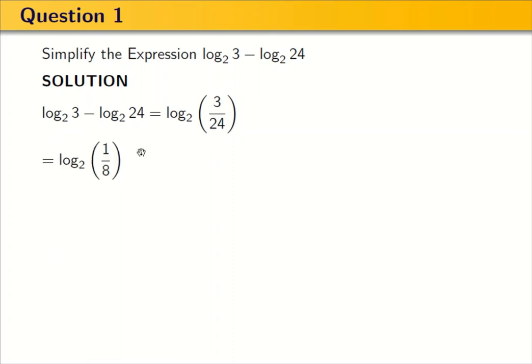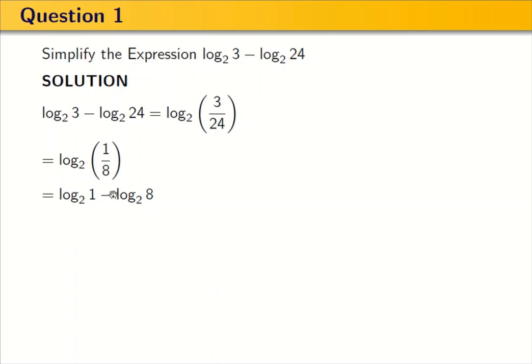All right. Now, 3 goes into 3 once, and 3 goes into 24, 8 times. You can even punch this into a calculator, 3 over 24, and it will give you 1 over 8. So the whole of this is the same as logarithm of 1 over 8 to the base 2. Now, in this case, I can rewrite this back as what we knew.